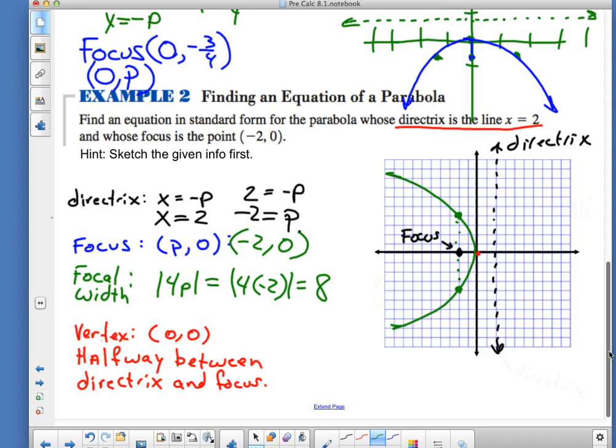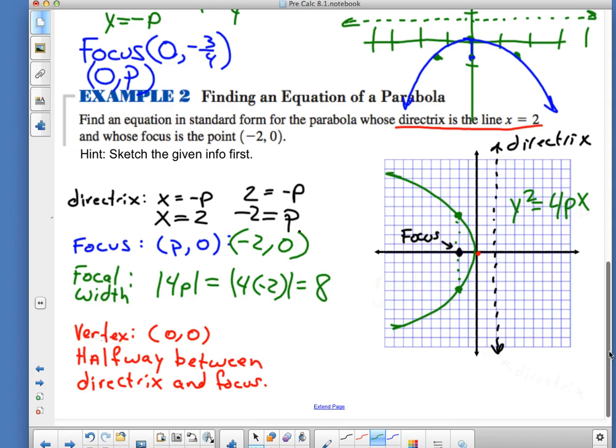Since it's open left or right, it's the y squared. Y squared equals 4px. Open left or right. And here's how I remember that. Open up or down is y equals x squared, right? So if it's not y equals x squared, it's open left or right.